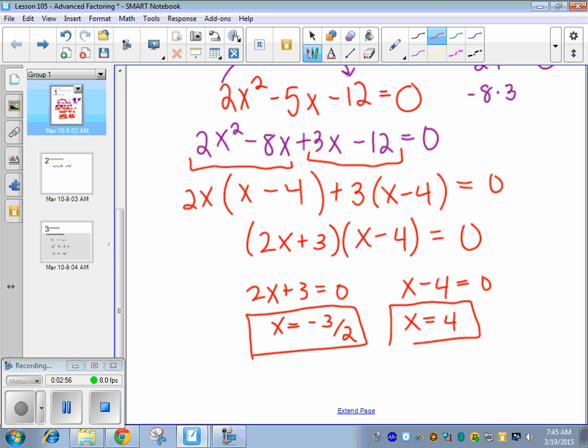Okay? So if we were to graph this parabola, that's where the parabola crosses the x-axis, which means the discriminant is positive because there are 2 x-intercepts. Make sense? Okay.